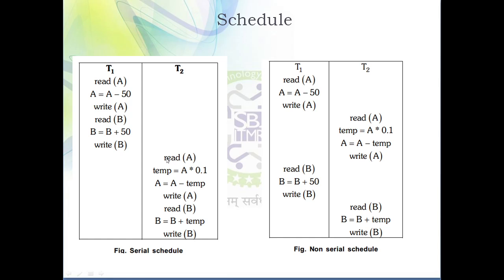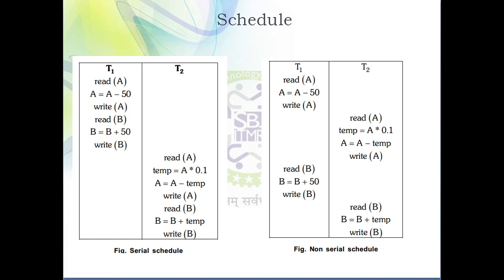Now here transaction T2 starts after transaction T1 completes its execution. When transaction T1 has completed its execution, then T2 starts. Then it will read the value of A, then multiply A with 0.10, that means 10%, and that amount will be stored in a temporary variable. Then A minus temporary, so that much amount is deducted from account A. Then we perform a write operation on account A, then a read operation on account B. Then we perform an add operation on account B, and finally a write operation.